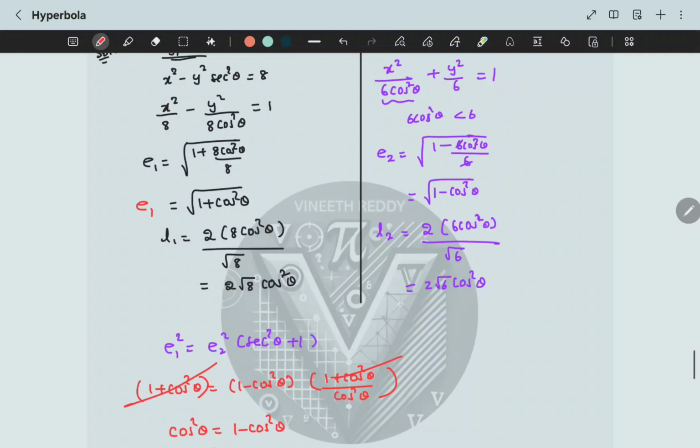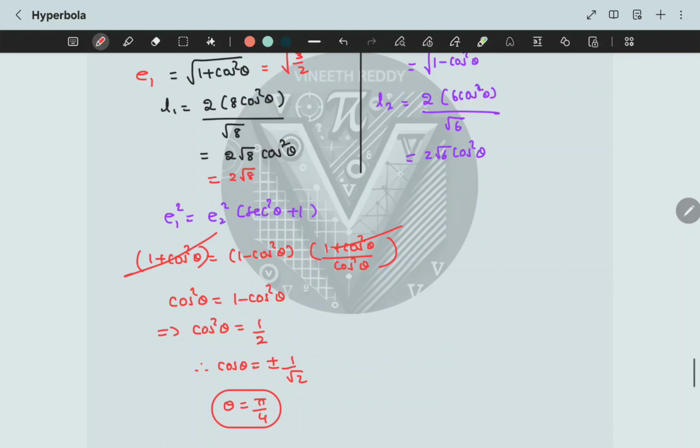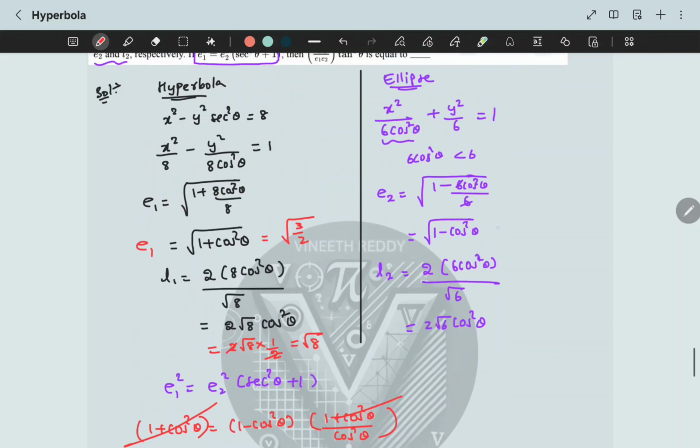Now what will E1 be? E1 will be under root 1 plus 1 by 2, so it should be under root of 3 by 2. And what will L1 be? That will be 2 root 8 into 1 by 2, I think it should be root 8. What will E2 be? That will be under root 1 minus 1 by 2, so 1 by root 2. What will L2 be? 2 root 6 into cos square theta, which is 1 by 2, so we have root 6.